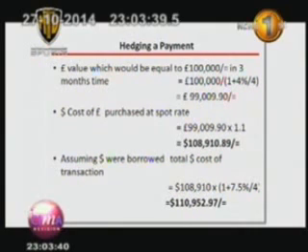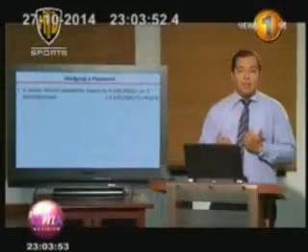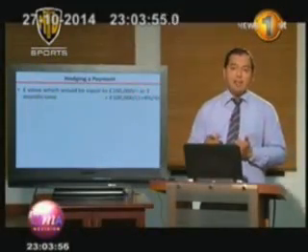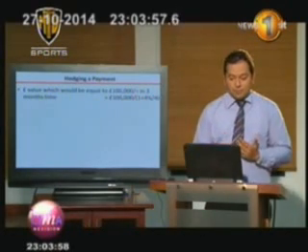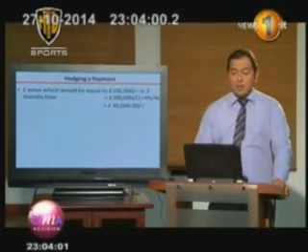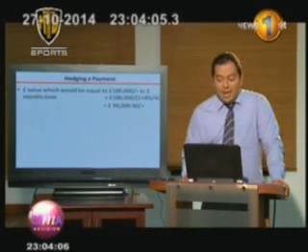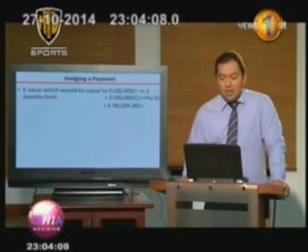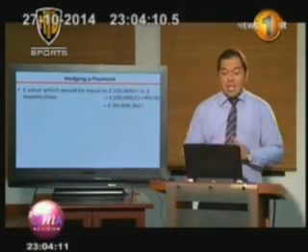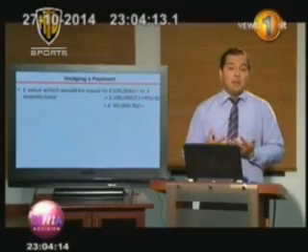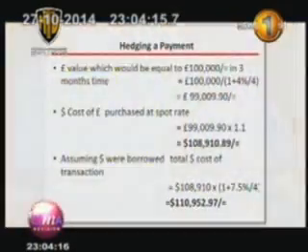So how do we do this? We take 100,000 pounds divided by 1 plus the respective pound deposit rate, and you divide that pound deposit rate by 4. Why? Because that pound deposit rate given in the question was an annual rate, whereas you are only depositing for 3 months. And we established that you need to deposit 99,009.90 pounds today, if you are to have 100,000 pounds in your bank account in 3 months' time.